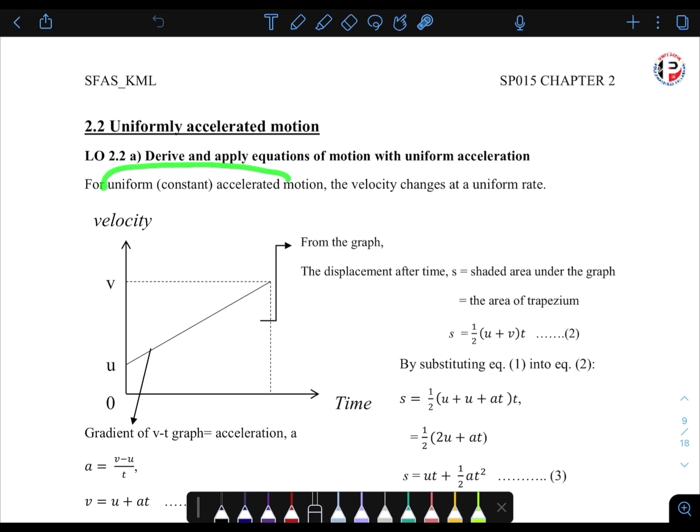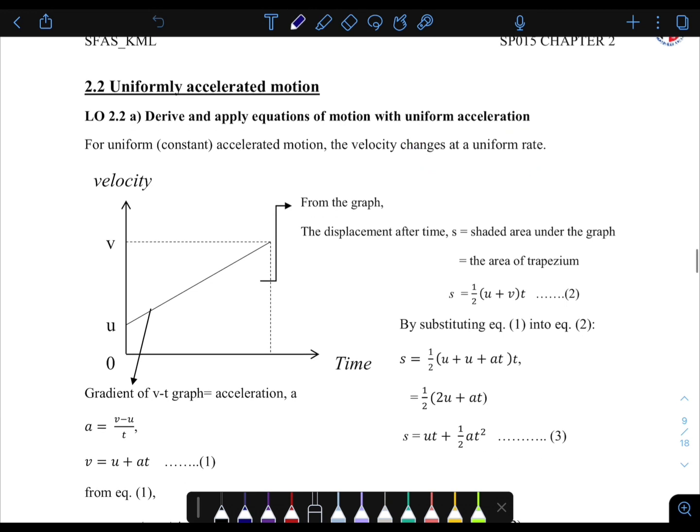As we are only going to look at uniform acceleration cases throughout our syllabus here, the velocity is going to change at a uniform rate. So let's say we have a graph of velocity versus time, and we have our line in the graph such that it starts from u and ends at v, where from this graph we can deduce that u is the initial velocity, and v here is the final velocity.